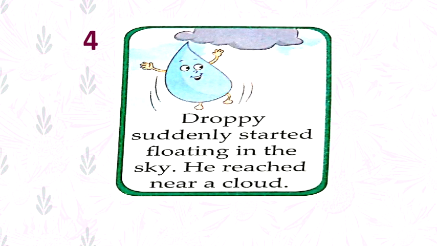Droppy suddenly started floating in the sky. He reached near a cloud. Now who started floating in the sky? You're right, Droppy. So Droppy is our subject. Circle the word Droppy. He reached near a cloud. Children, who reached near a cloud? Yes, the word he tells us who reached near a cloud. So he is my subject in this sentence. Circle the word he. Let us move to our next picture.